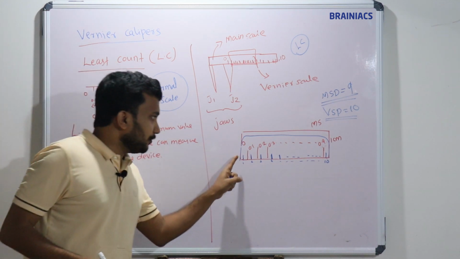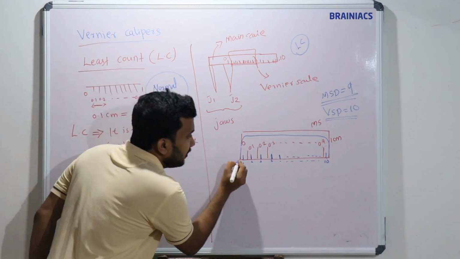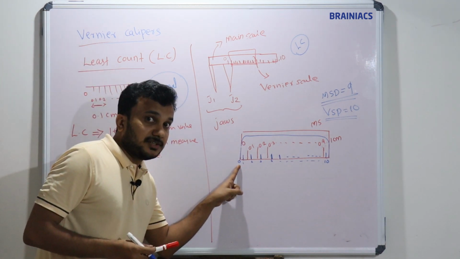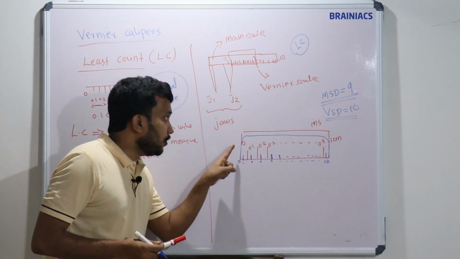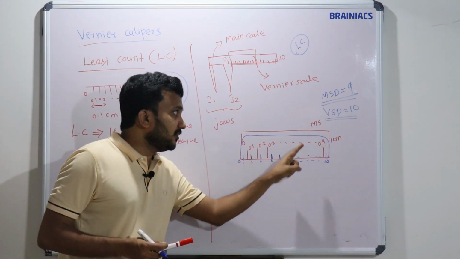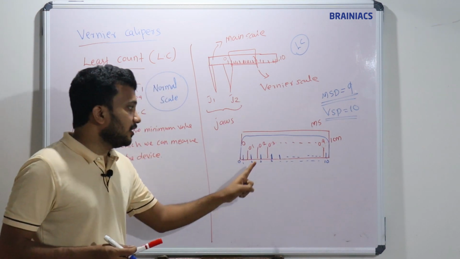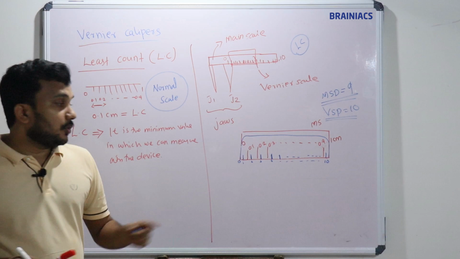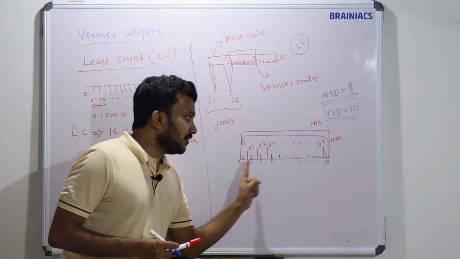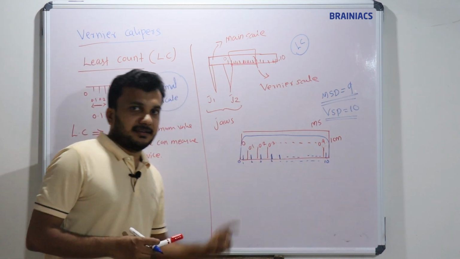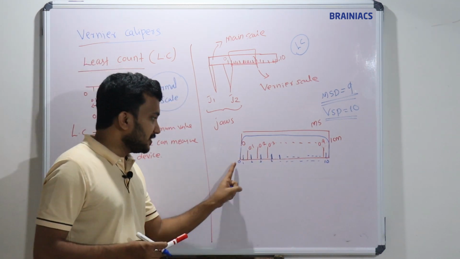Each 0 will coincide with the other 0, which means, listen very carefully, the 0 of the vernier scale coincides with the 0 of the main scale. But 0.1, 0.2, 0.3 of the main scale do not coincide with the 1, 2, 3, 4, 5, 6, 7 and other numbers of the vernier scale. Blue colors are vernier scale readings and the red colors are the main scale readings. Both will not coincide except at the 0 point.